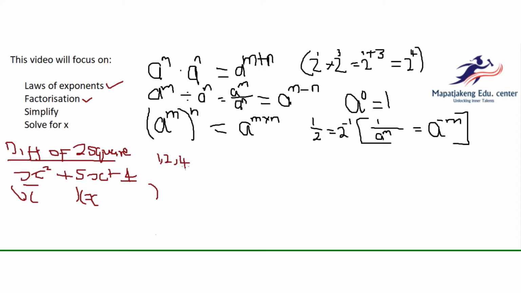Ha o sa ne eo nomoro e nngwe e tsenang ka go 4. 4 e tsena 1, 2 e tsena 2, 1 e tsena 4. So ke di factor tse di ka go fang go di multiplier ebile o di adder di go fa 5 ke 4. 4 times 1 ke 4 and then 4 plus 1 ke 5 ya mogare. So go dira so ke go factorize by difference of two squares.